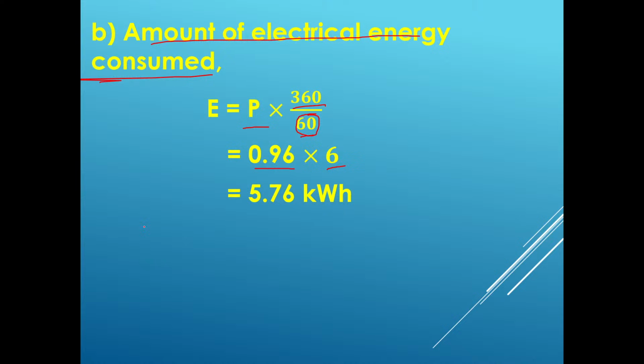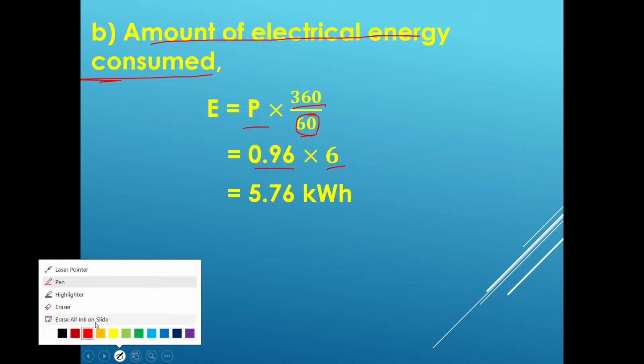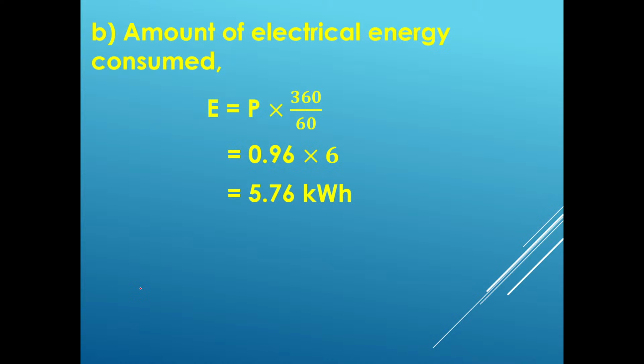I think I did not consider 20 minutes here. Even though in the question they have mentioned 20 minutes, I didn't consider it. It's okay. You know how to convert minutes into hours: 1 hour means 60 minutes. So for 20 minutes, convert that into hours and just multiply it with 0.96. You can write it in the chat box here. I think I didn't follow the question.